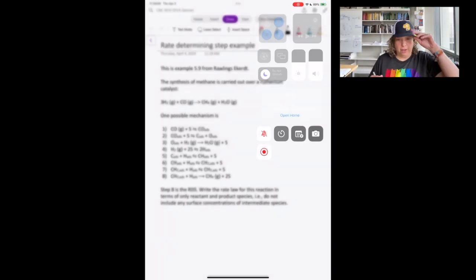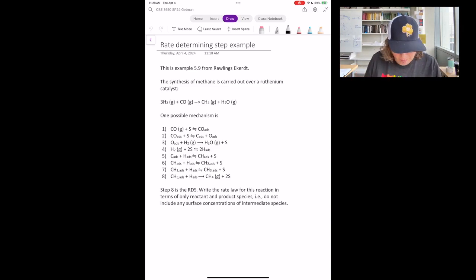I'm going to walk through this example problem on using the rate determining step method to develop a rate law for a reaction. This is example problem 5.9 from the Rawlings and Eckert textbook. It says the synthesis of methane is carried out over a ruthenium catalyst, and we're given the reaction. One possible reaction mechanism is given, and it says step 8 is the rate determining step.